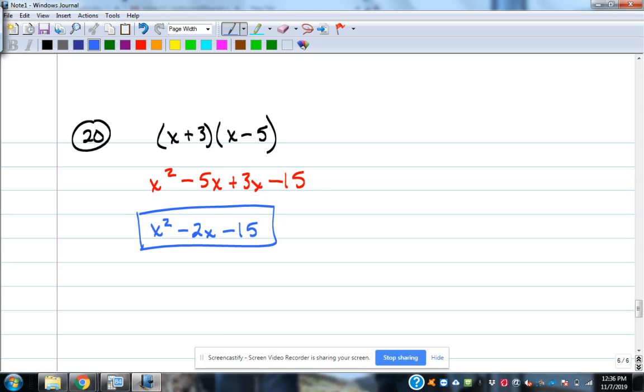Again, hopefully you're getting faster at that, and you might could leave the red step out and do it all in your head. Because you've been doing this a while, we should be getting faster at doing that kind of math.